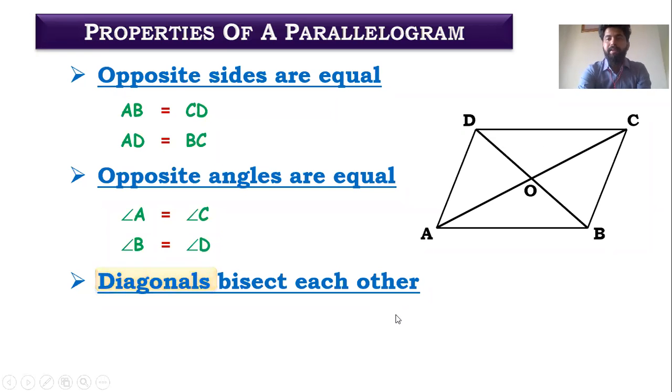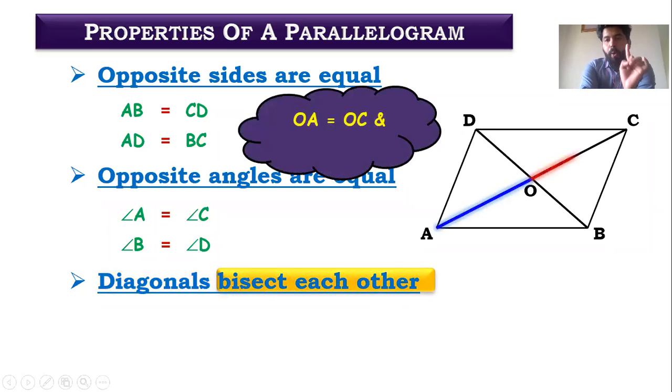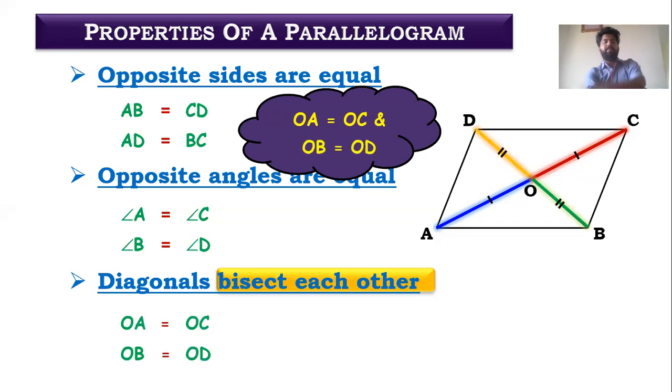So you can say OA and OC will be equal because a diagonal is bisecting. So that means OA and OC will be equal. And also OB and OD will be. Has everyone understood this? Yes. Bisect means dividing into two equal parts. So the two equal parts of BD are OB and OD. The two equal parts of AC are OA and OC.